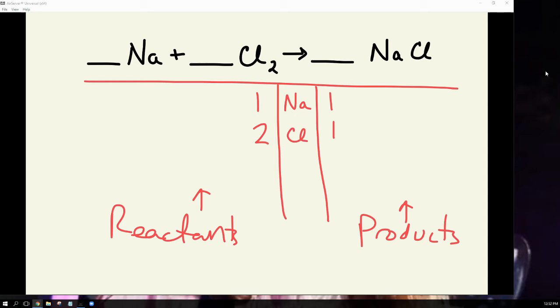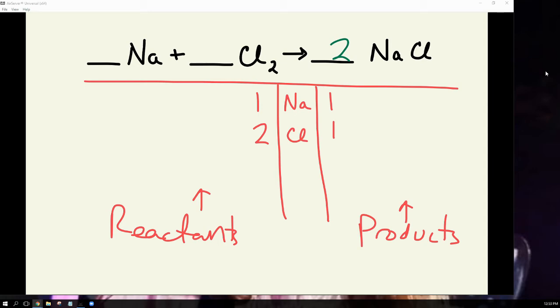So what I want to do is change my coefficients to make chlorine balanced. I'm going to ask myself, what coefficient can I use to make my chlorine equal the other side? My other side says 2. So I'm asking, what times 1 equals 2? Well, this is a super easy one, 2. That allows me to change my numbers, but I have to make sure I change everything.